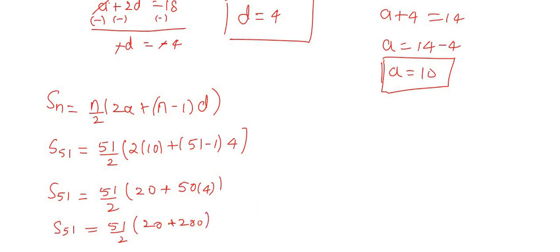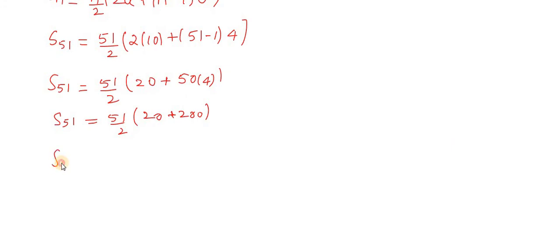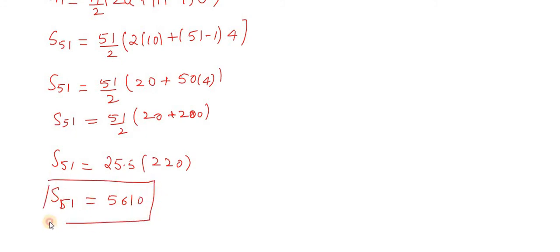Okay, now simplify. S51 is equal to 51 by 2 into 20 plus 50 into 4 is 200. Now simplify it further. So S51 is equal to, what is 51 by 2? If you divide 51 by 2, you get 25.5, and simplify here 220. Now if you multiply 25.5 into 220, you get S51 equal to 5610.